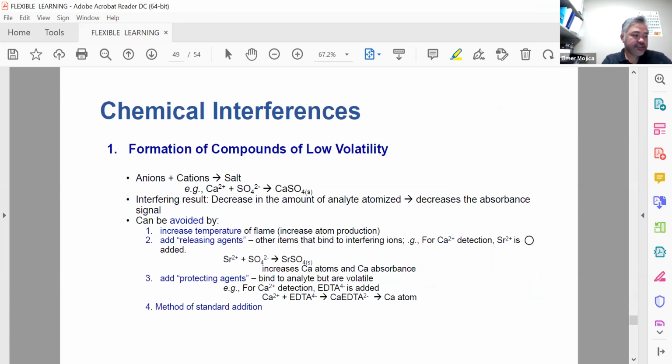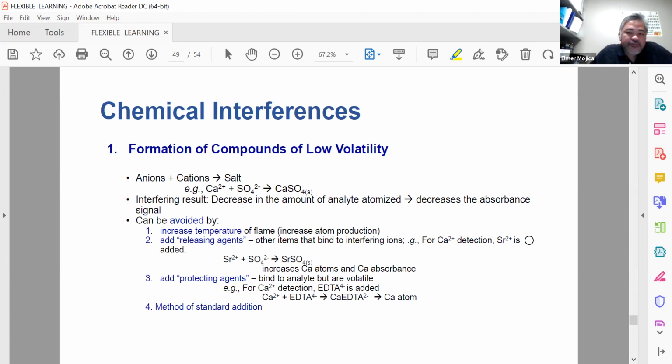Now you can also look at what we call the chemical interferences. So one thing here is the formation of compounds of low volatility. So they don't convert to gas form. So you have anions and cations, they give you salt. Okay. So you can have calcium ions with sulfate ions to produce calcium sulfate salt. Now it's an interfering result, it decreases the amount of the analyte that's atomized, and it decreases the absorbance of the signal. So there's what we call a negative error.